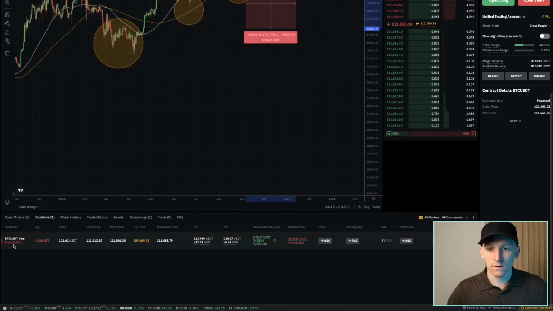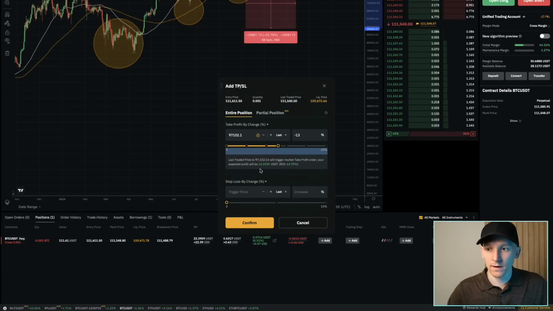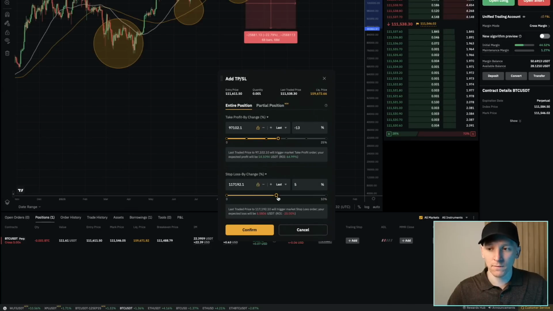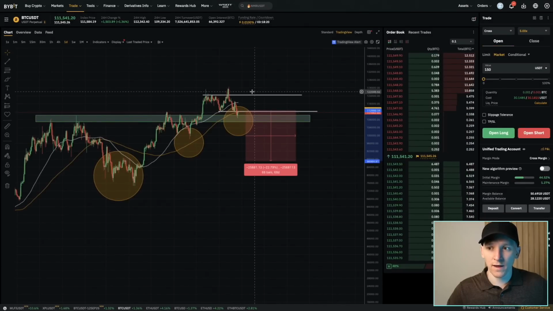This is red now, which is obviously a short trade. Exactly the same. You can put your take profit and stop loss in here. A take profit is going to be below the price now, and a stop loss is going to be above the price. So you can put that in. Now we have USDT to fund price changes, right?